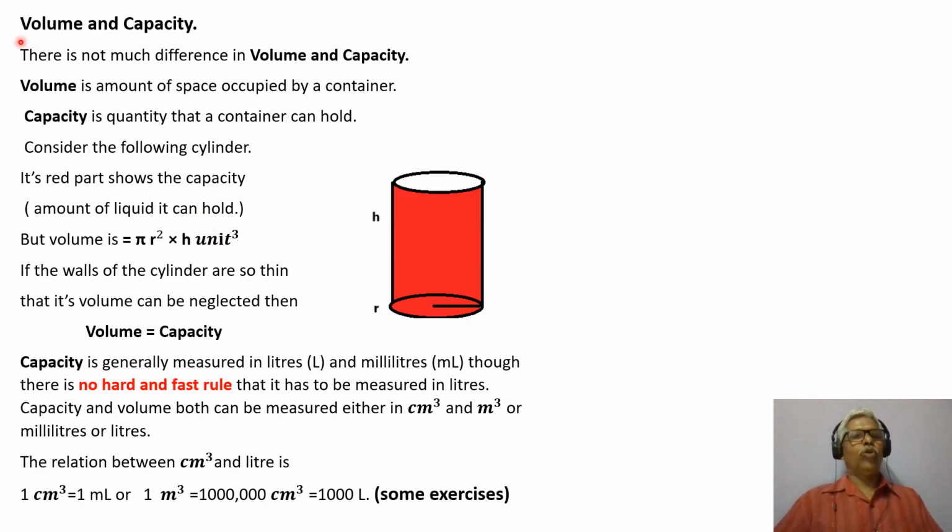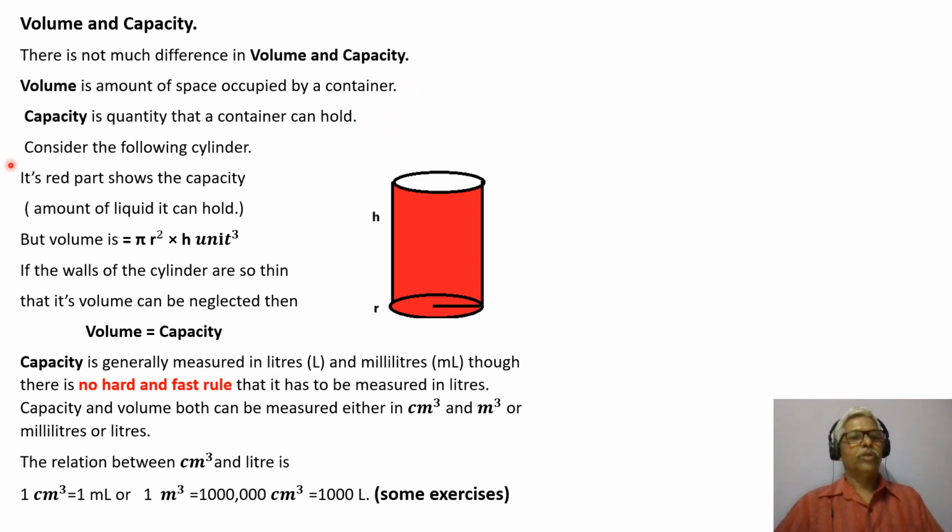Now, difference between volume and capacity. Go through this comment. There is not much difference between volume and capacity. Volume is the amount of space occupied by a container, and capacity is the quantity that a container can hold. So go through this difference.